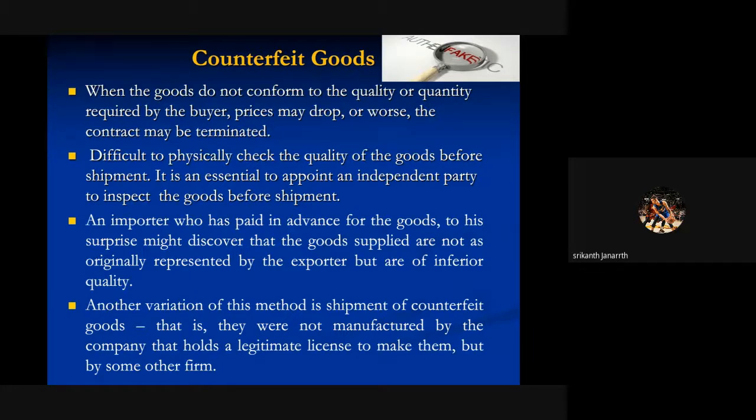Because then you have to take separate legal action to sue the customer, blacklist the customer through the government channel, right? There again, you need to be careful. Especially, you should know the party whom you are dealing with. So if you know the party, you can avoid counterfeit goods mostly, right?